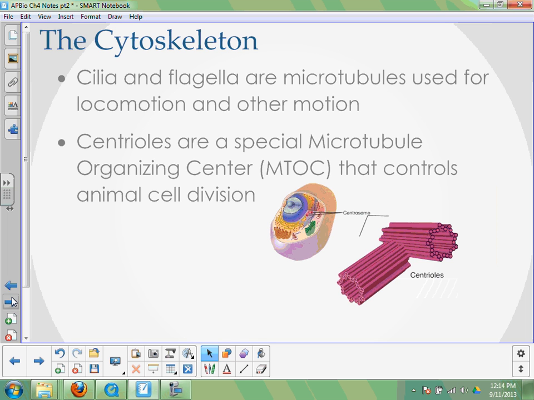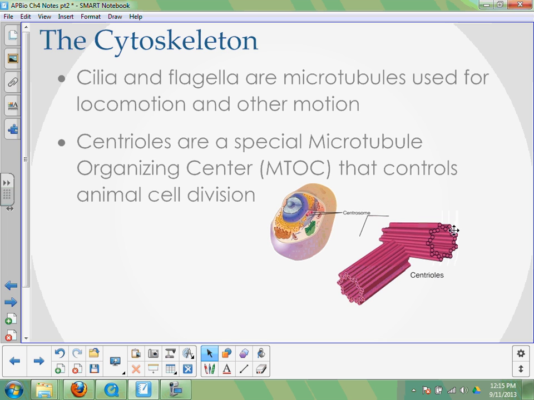Inside the cell, some other microtubules we find. Centrioles are a fairly famous one. Centrioles are these two little bundles of tubes. We've got some in one group here, and then a second cluster that runs kind of in right angles to it. They're kind of hard to see here inside the diagram. But there are these two bundles that are involved in animal cell division.